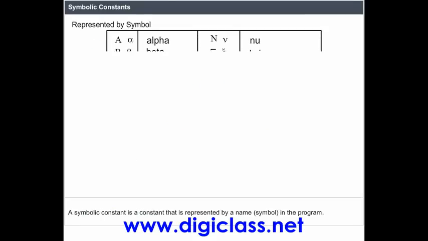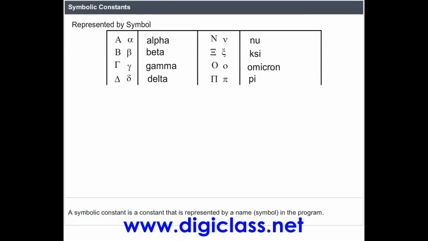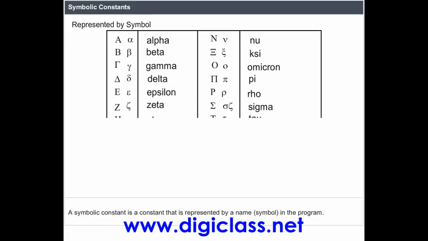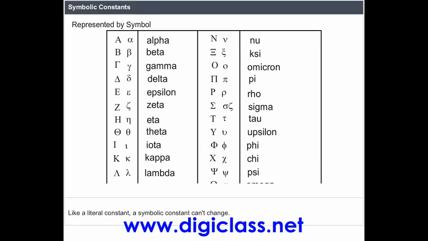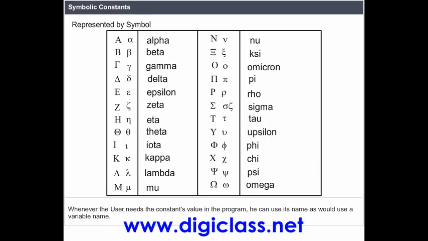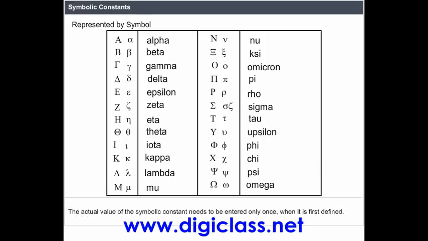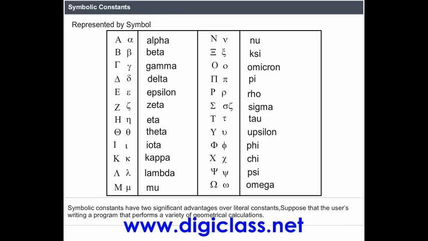Symbolic constants. A symbolic constant is a constant that is represented by a name (symbol) in the program. Like a literal constant, a symbolic constant can't change. Whenever the user needs the constant's value in the program, he can use its name as he would use a variable name. The actual value of the symbolic constant needs to be entered only once, when it is first defined. Symbolic constants have two significant advantages over literal constants.